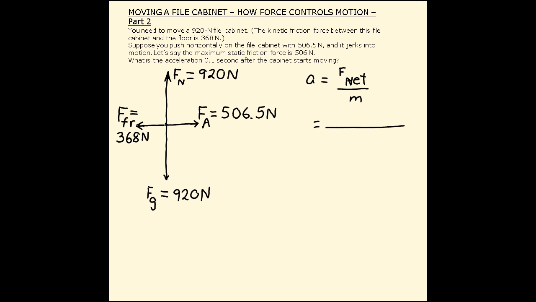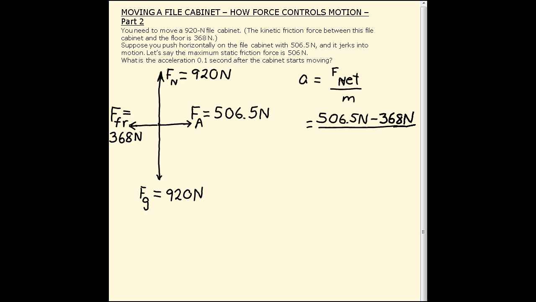To find the net force, we have to get the total of all the forces acting on the cabinet. We already know that the normal force and the gravitational force are going to cancel, so that leaves us with just the applied force of 506.5 newtons and the friction force of 368 newtons. Those two are acting in opposite directions, so we will need to subtract those in order to get the net force. As in the last video, the mass of the file cabinet is 93.9 kilograms.